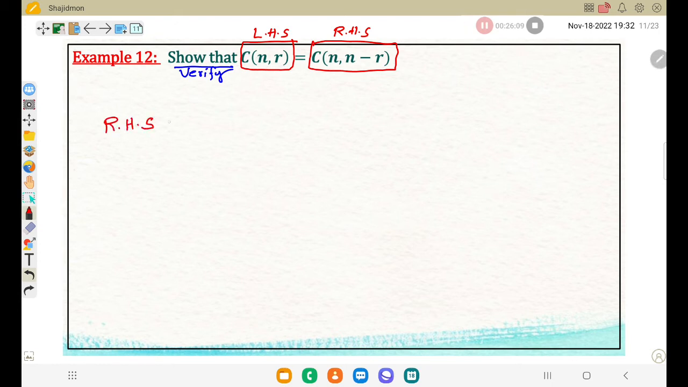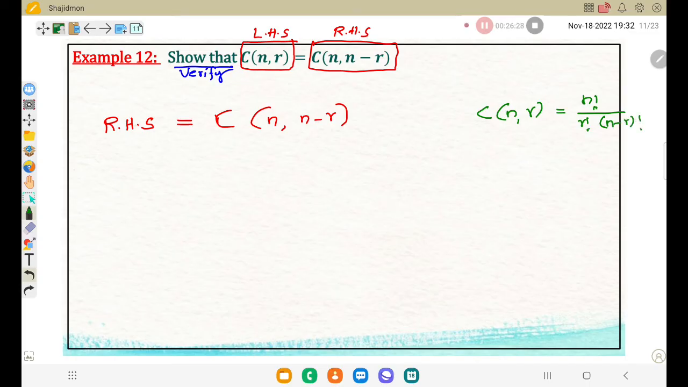For example, I am starting from the right hand side. Right hand side equal to combination of n comma n minus r. Now we studied the rule just now. What is the combination of n r? We studied n factorial divided by r factorial multiply n minus r factorial, correct? Now use this rule here. So equal to, n factorial divided by, you can see this is our n, this is our r here. R means here n minus r, like that, correct?